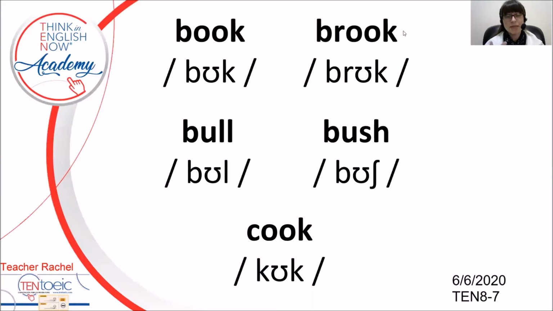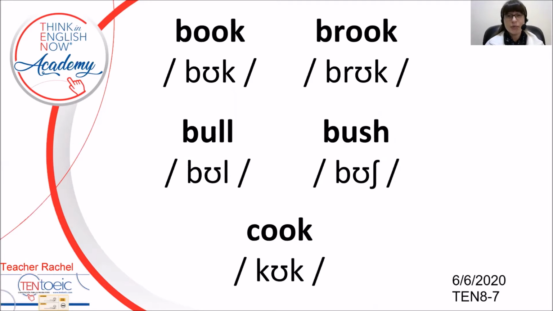Book. This is something that we use to read. For example, this is a book. It has pages. A book. Brook. This is similar to a river or a stream where water is running. So the brook is just a little bit smaller, maybe just a little bit of water. It's not as big as a river. Bull. This is the male version of a cow. So sometimes they have horns. So a male cow.